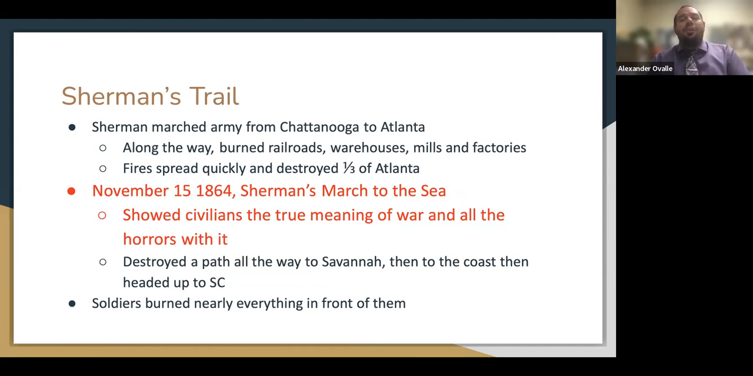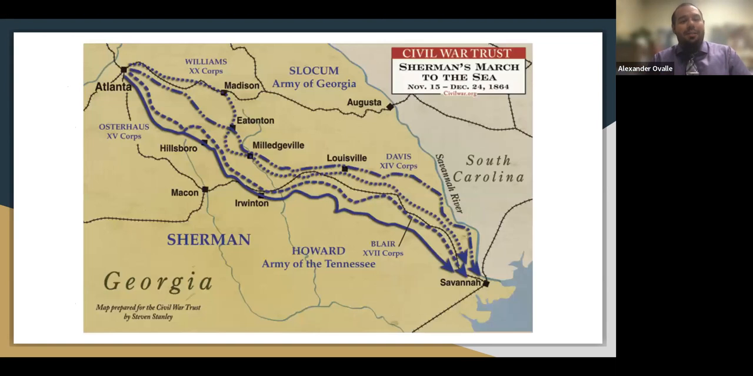And it wasn't just that. The horrors of war also include abuse and rape and killing of innocent people. So really a combination of all this is going to demoralize civilians. Let's be honest. They go from Atlanta all the way down to Savannah, and it's like a mile wide. In a month, he burned everything. Everything.